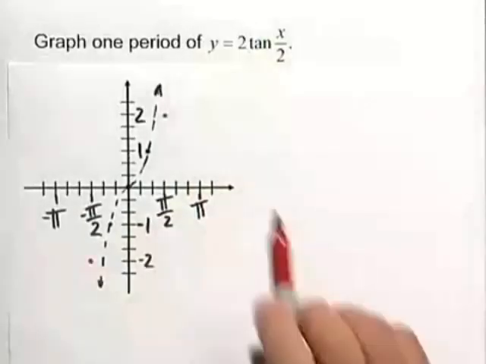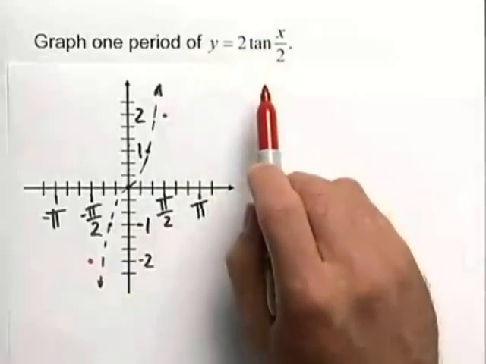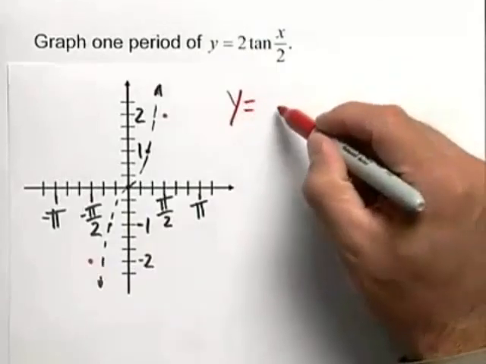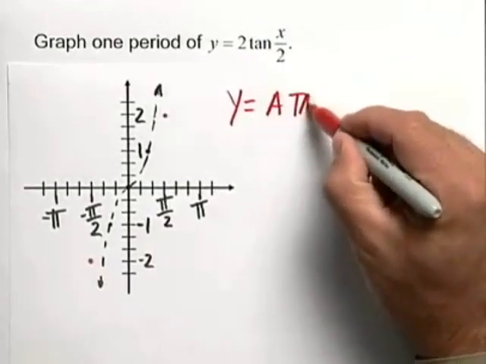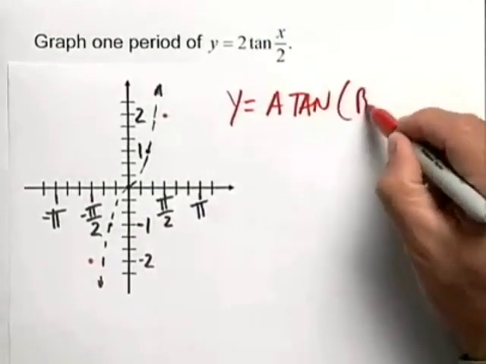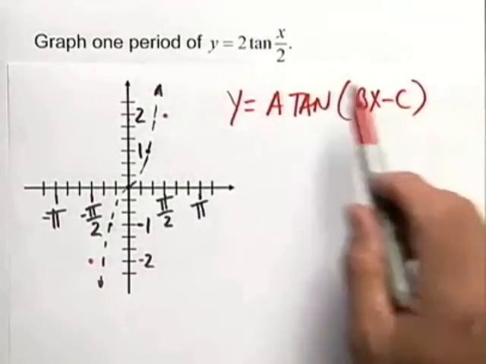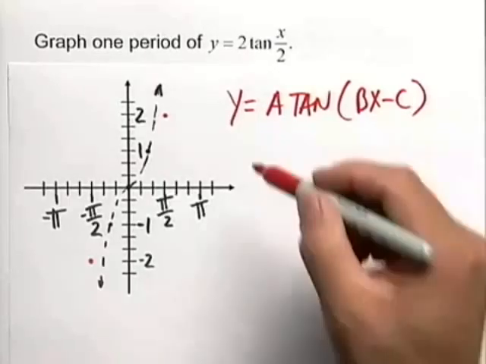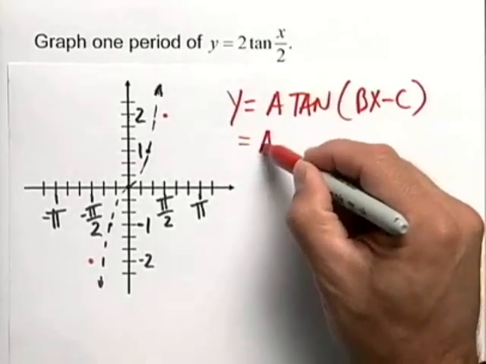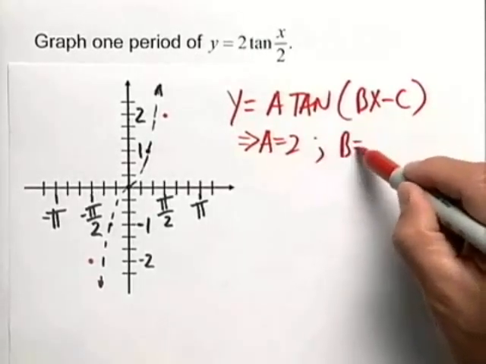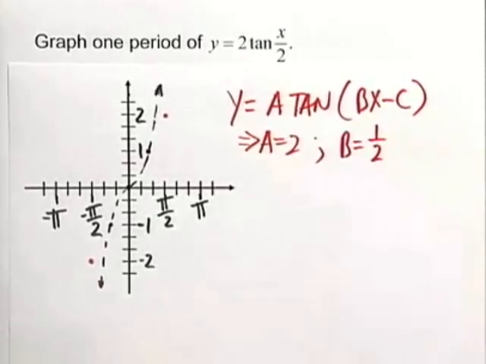Let's consider the graph of a tangent function. We have y is equal to 2 times the tangent of x over 2. This is of our general form, y equals a times the tangent of the quantity bx minus c. Now notice c is 0 in this case because we have no addition or subtraction inside. We can recognize that a is equal to 2 and that b is actually equal to 1/2.